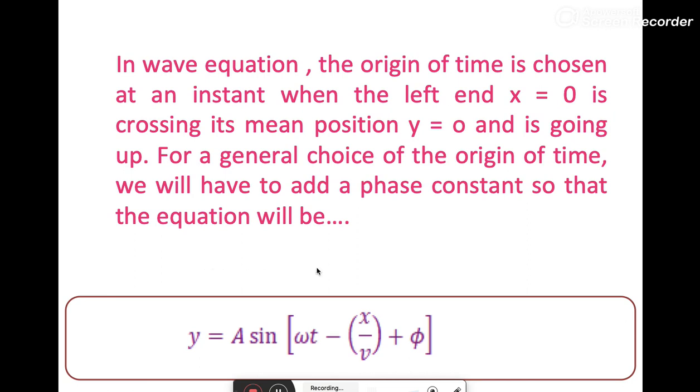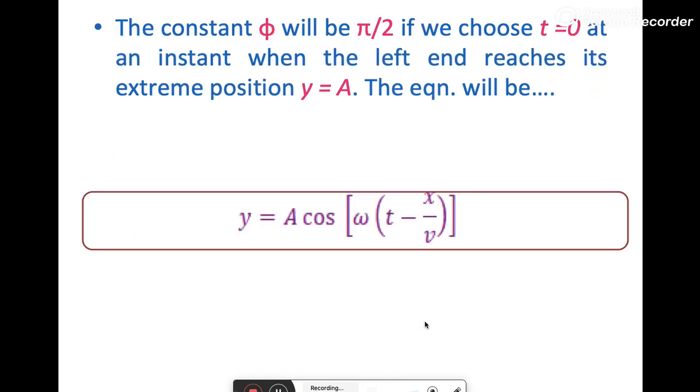Wave is moving in plus x direction. y is the displacement of particle, and here we have considered an appropriate phase constant phi. Now, the constant phi will be pi by 2 if we choose t is equal to 0 at an instant when the left end reaches its extreme position y is equal to a. Then the equation becomes y is equal to a cos omega t minus x upon v. See, this is another wave equation.